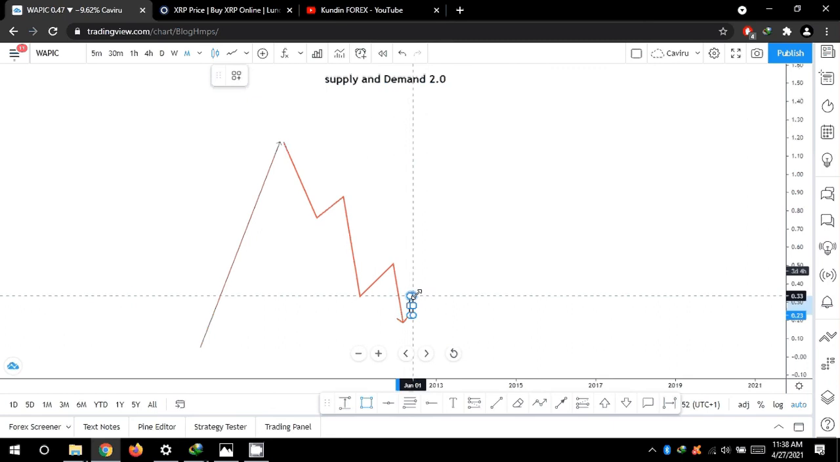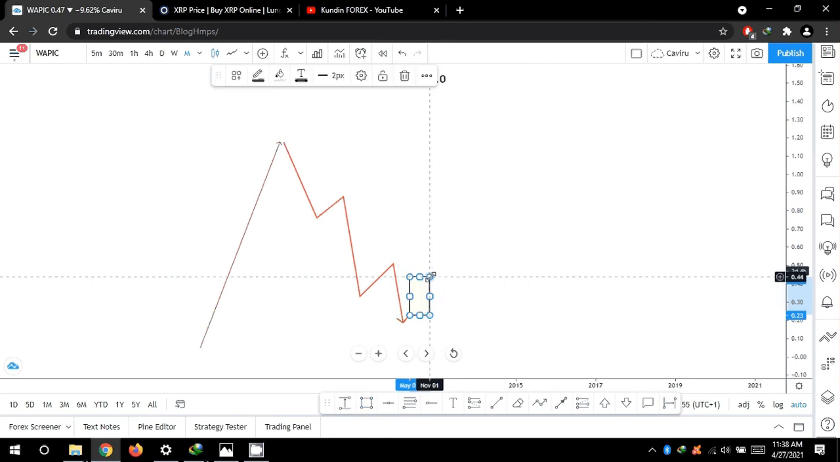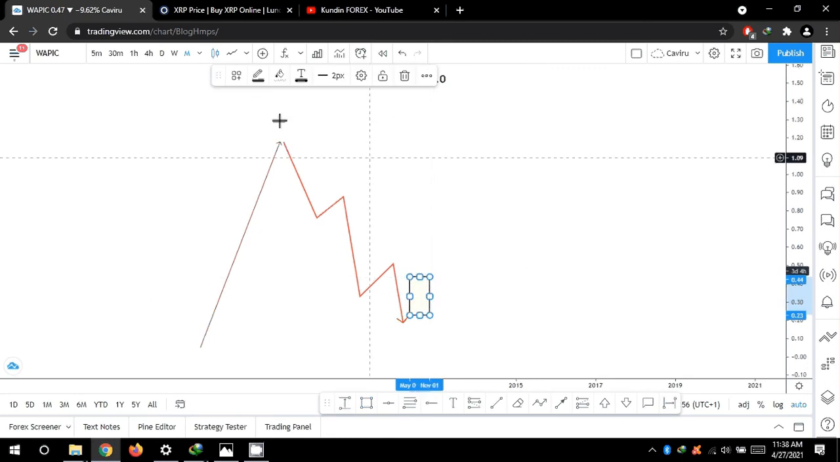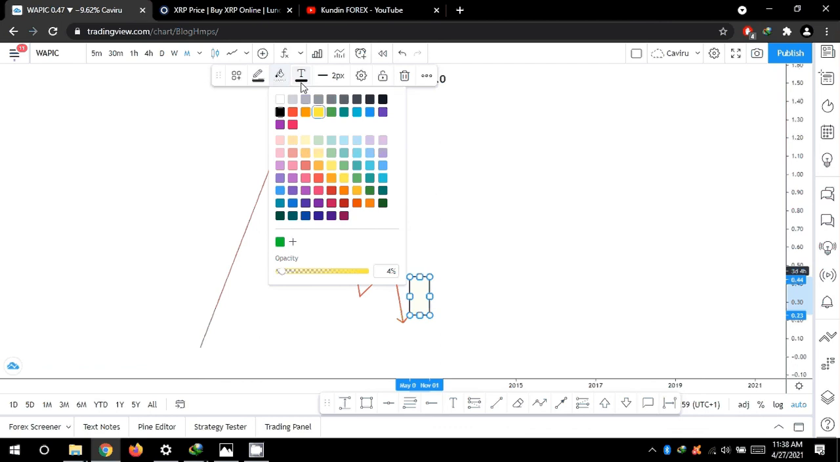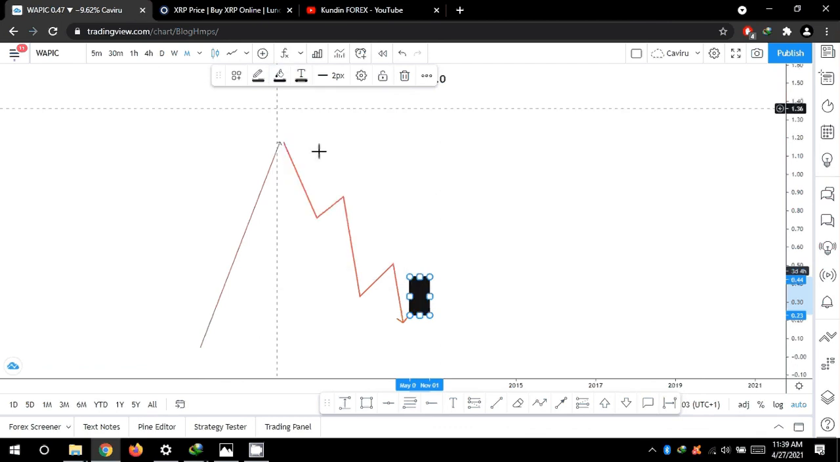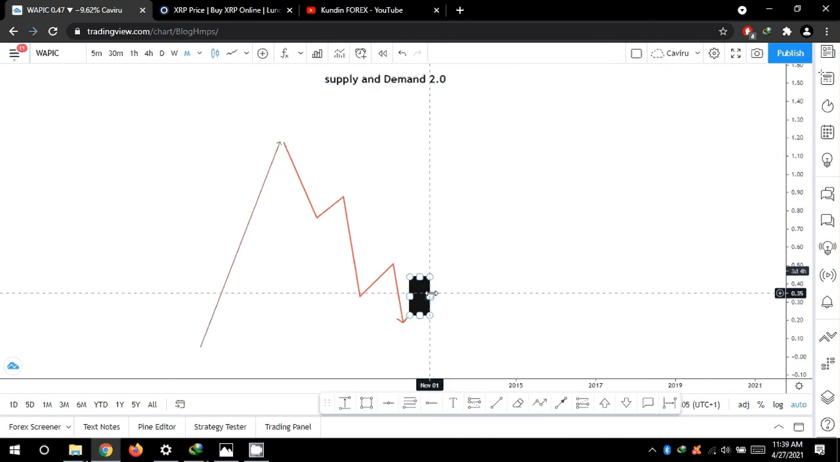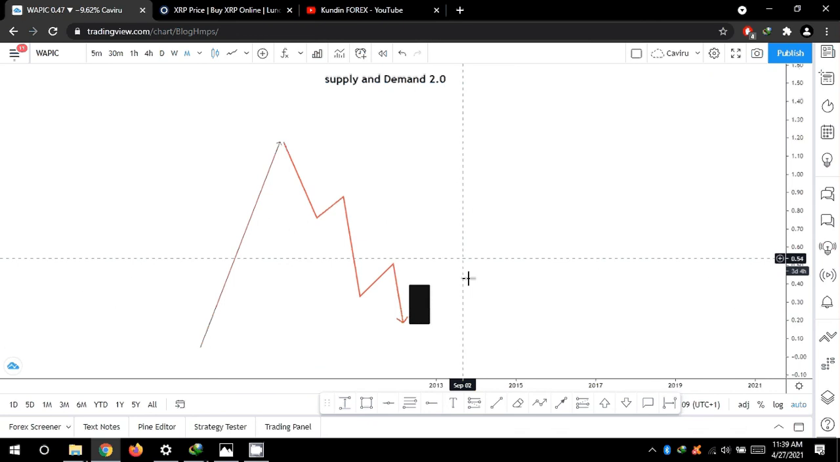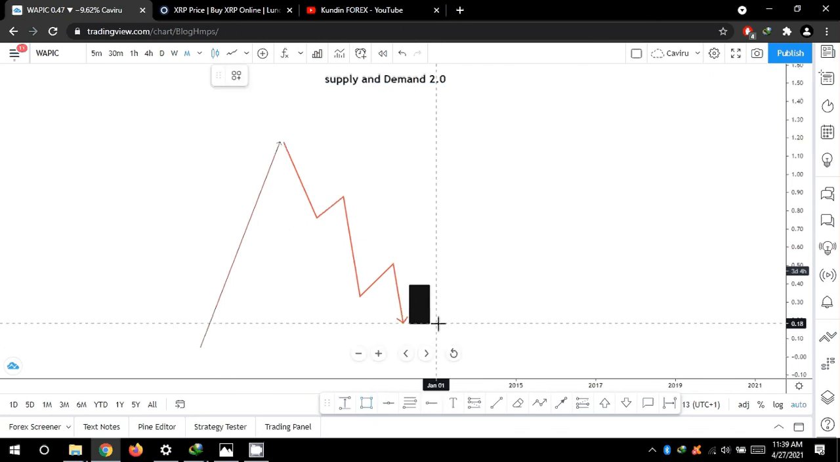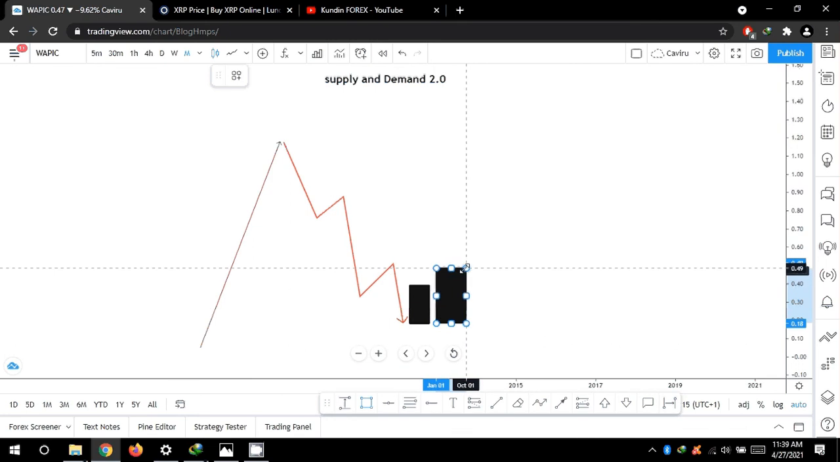So this is what is going to happen. It's probably going to create a demand zone, which is obviously good. Let me use this black to represent my demand. So you see, it's going to create a demand level. Then boom, it creates one of our patterns, let's say an engulfing candle.